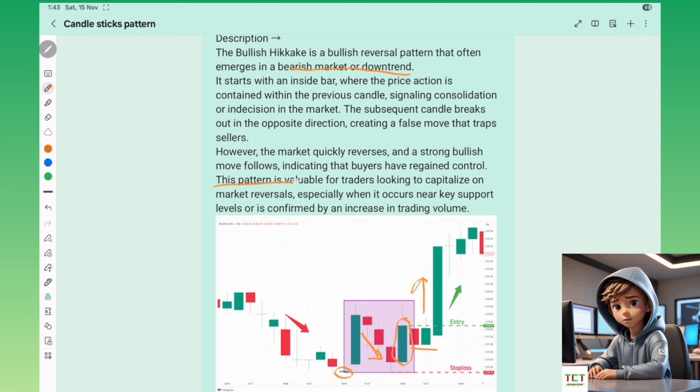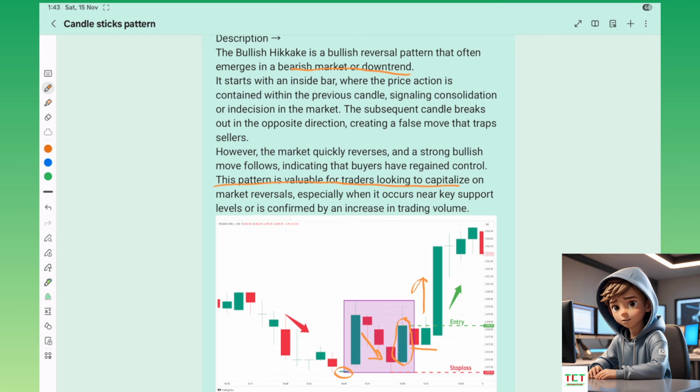This pattern is valuable for traders because it catches the trapped sellers. When they realize they're wrong, they have to buy back their positions, which pushes the price even higher. The hikkake pattern shows that the market tested one direction, found no follow-through there, and then reversed strongly in the opposite direction. For best results, look for this pattern near key support levels or at the end of a downtrend. When it occurs there with increasing volume, the reversal signal is very strong.